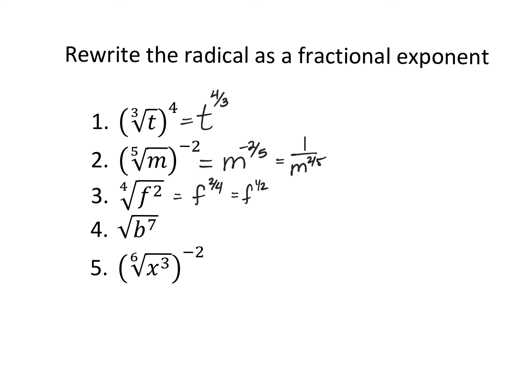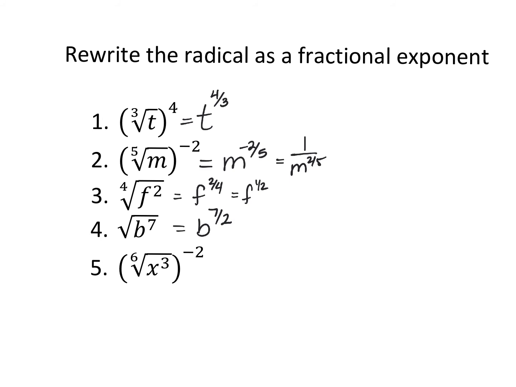And the square root of b to the 7th. Right, b to the 7 over 2. We have to remember when we see the square root that the denominator is 2. It's not 1. There is no 1th root. So your denominator of these should never be 1. There wouldn't be a radical in that case.